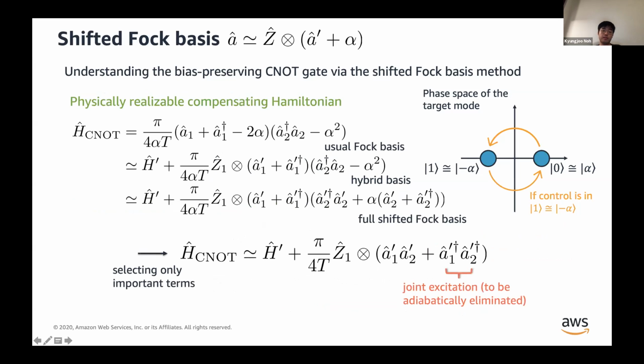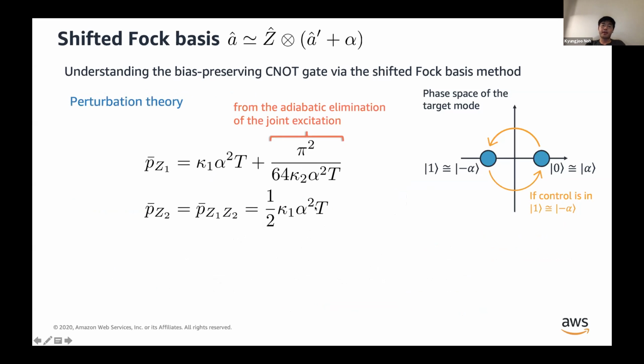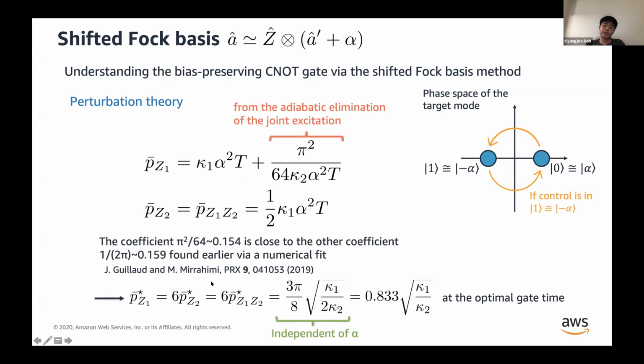It turns out that if we use the shifted Fock basis, this undesired effect can be understood as a joint excitation. And again, the engineered dissipation is going to bring this excitation back to the code space. But while we do that, there's going to be some additional error associated with this adiabatic elimination. Like I said, this non-adiabatic error impacts the control, the Z1 part of the error rate only. But again, we still have to make this balance between the incentive of doing things faster versus slower. And it again turns out that the optimal dominant Z error rates are scaling like root kappa 1 over kappa 2. And as I implied earlier, we don't have this alpha dependence anymore.